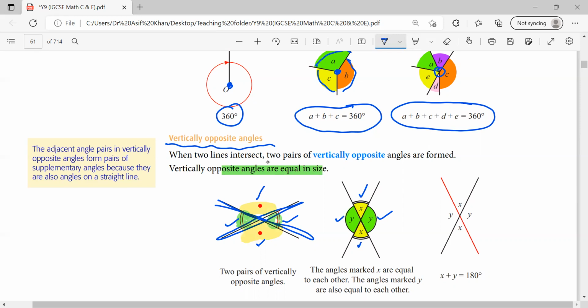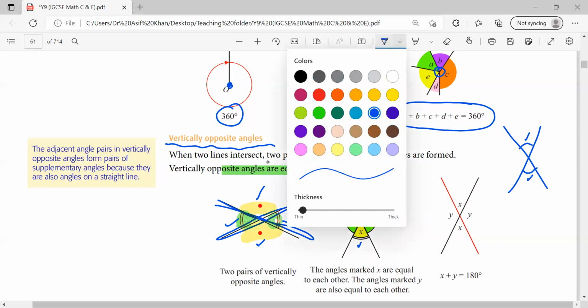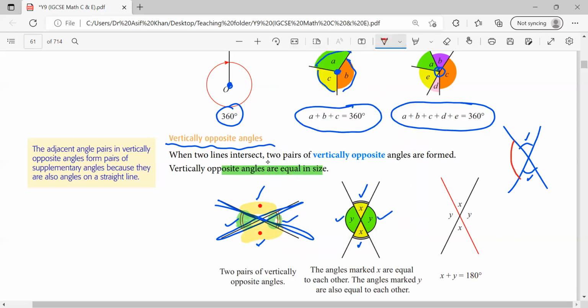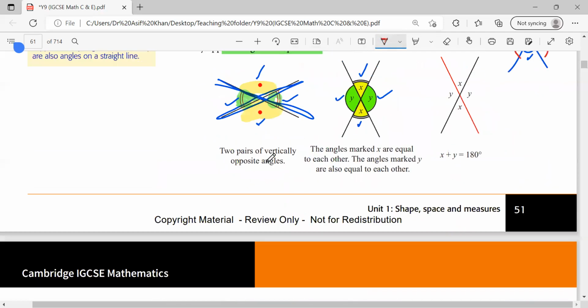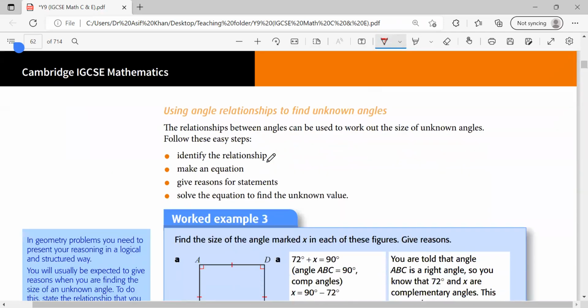So what you learned: vertically opposite angles, whenever you find crossing lines anywhere, two sets of vertically opposite angles will exist, this set and here the other set, and they are always equal to each other. Okay. Any question related to this?